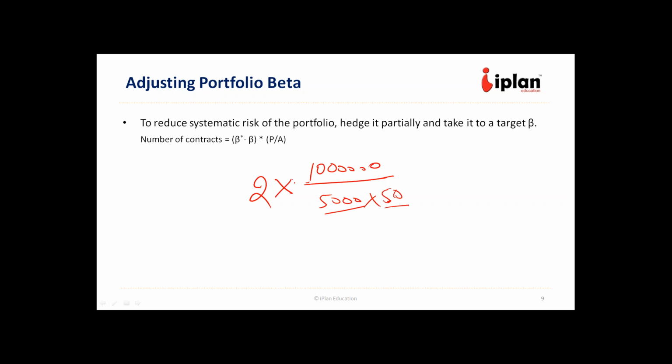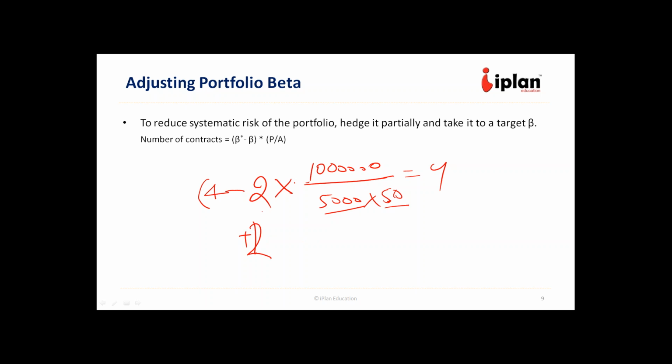Now let's suppose I reduce the beta to 1. In that situation, how much do I need to buy or sell? I need to sell 4. So the minus sign represents that you have to sell. And if the beta is already low and I want to increase it, I increase to 4, then this becomes a plus. So in that situation, I need to buy the contracts to hedge.